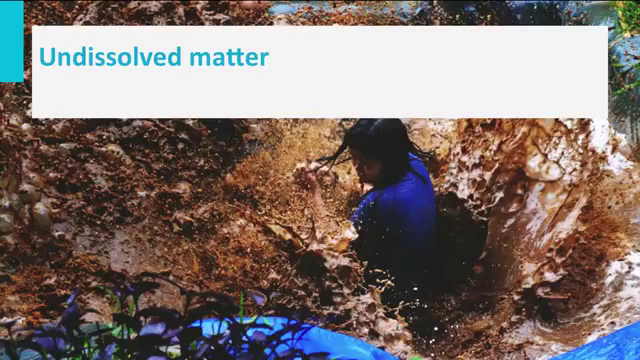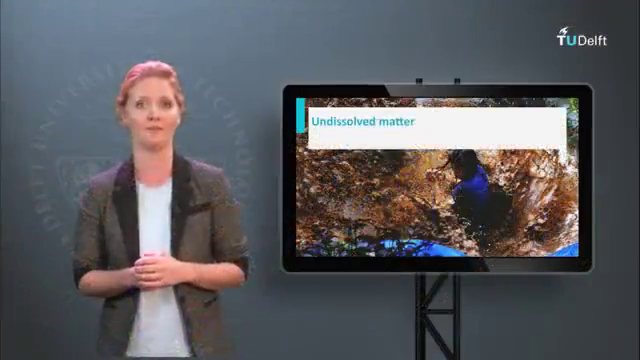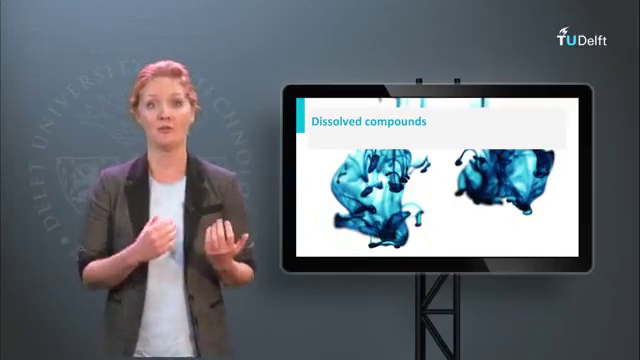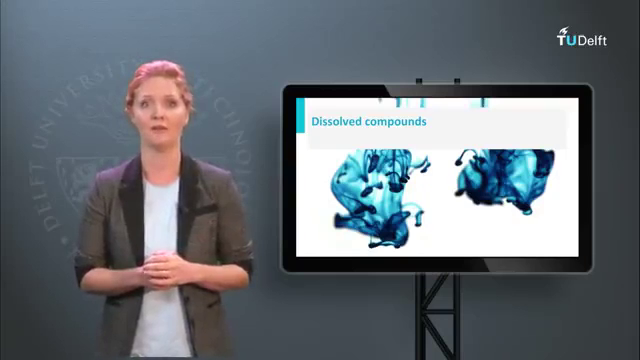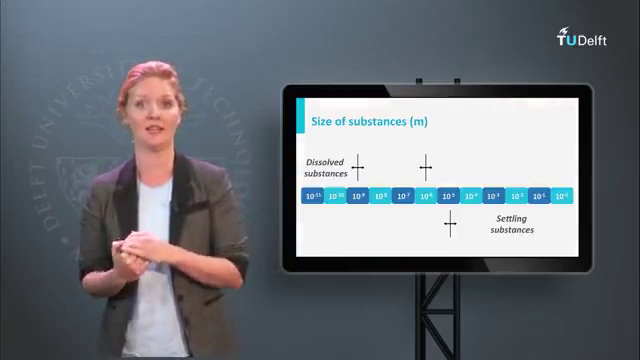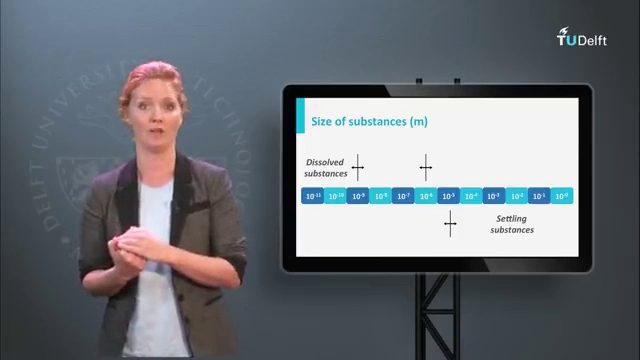Also, undissolved matter or suspended solids can cause discoloration or turbidity to the water. Undissolved matter consists of large or small particles, which have not been dissolved in the water. This is a different group of contaminants than the earlier mentioned chemical substances, as these are generally dissolved in water.